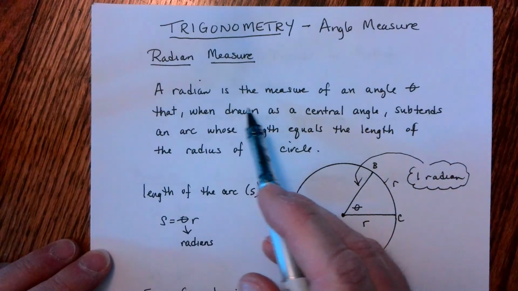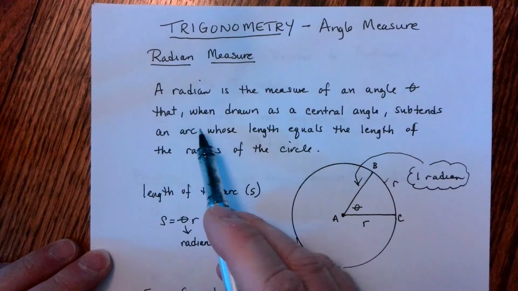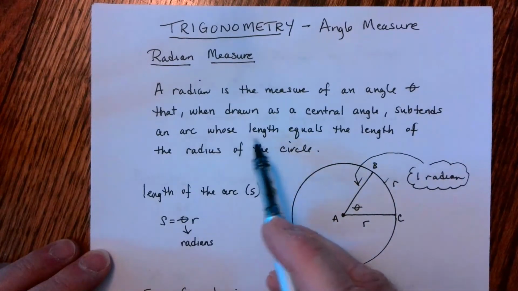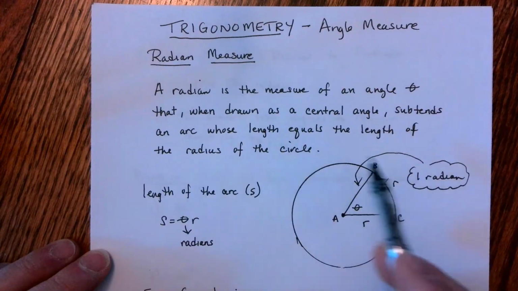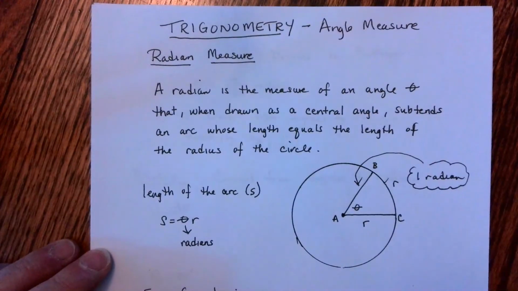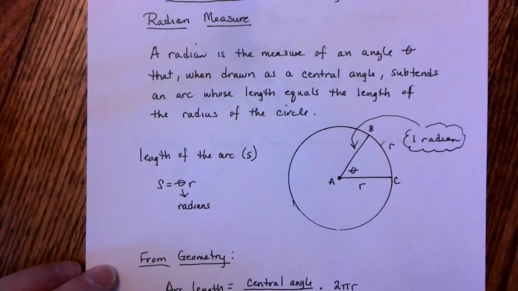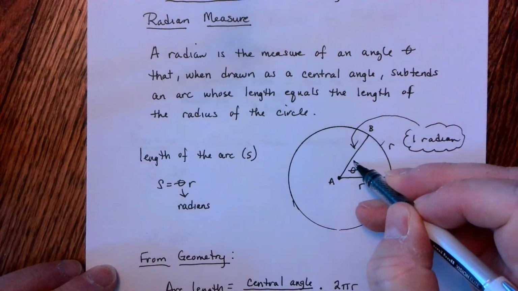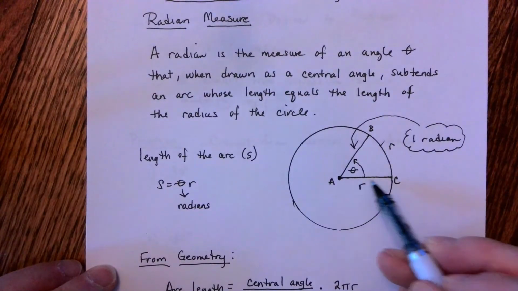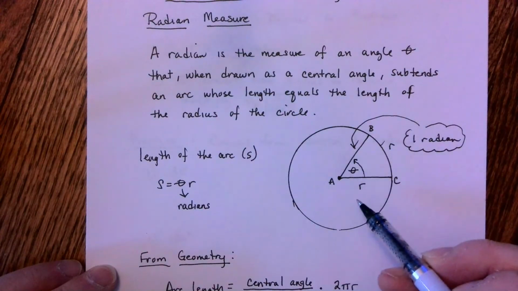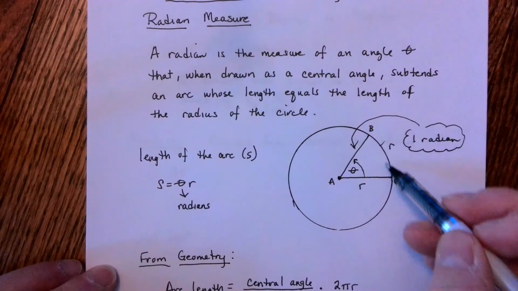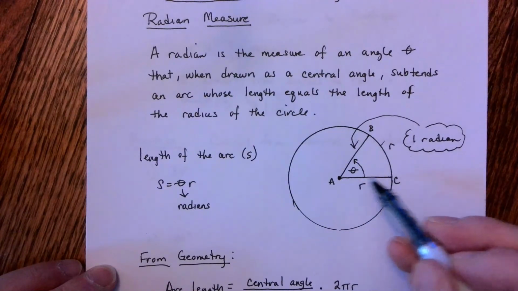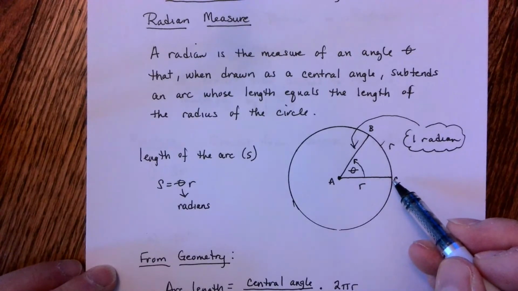So a radian is the measure of an angle theta that, when drawn as a central angle, subtends an arc whose length equals the length of the radius of the circle. Now I know that's a lot of stuff to talk about, but let's take a look at the circle here. We have a central angle right here at theta, and you can see that we have an initial side and a terminal side for our angle. Our arc length is out here on the circle, and our radius, of course, is the distance from the center of our circle to the circle itself.